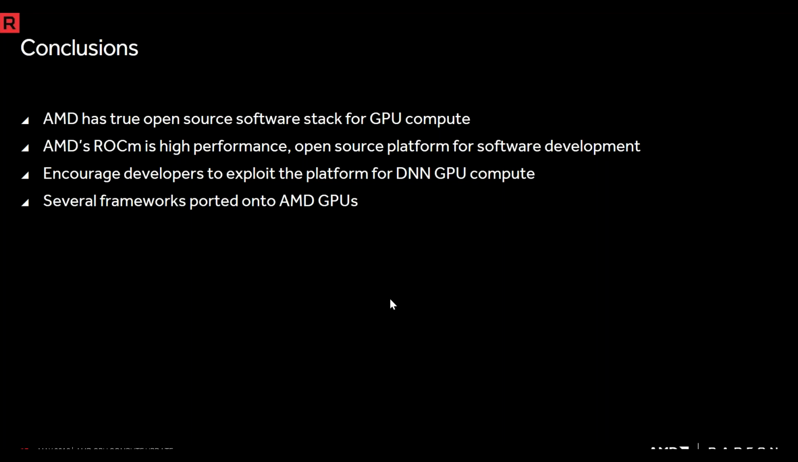Yeah, so let me just conclude. AMD has a true open source software stack for GPU compute. I mention GPU compute because the stack is actually for any compute. It need not be deep neural networks. Of course, deep neural networks are one of the major targets for us. AMD ROCm is a high performance open source platform for software development on GPUs, basically high performance computing and deep neural network applications. Of course, you can't run something like Java on this because it's mostly for high performance compute. We encourage developers to exploit the platform for DNN and GPU compute, which is completely open source.